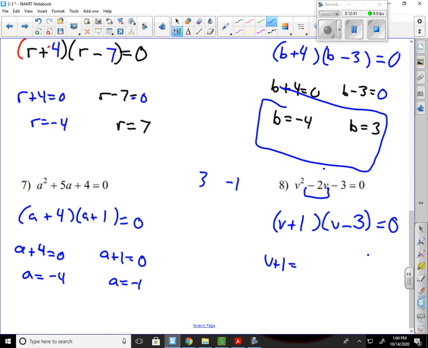Now it's b plus 1 equals 0. b minus 3 equals 0. b equals negative 1. And b equals 3.